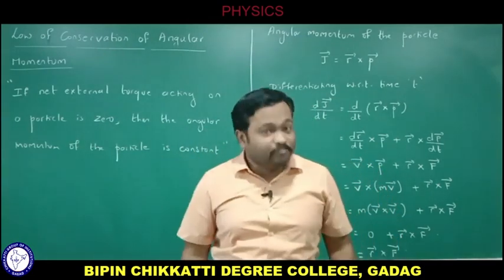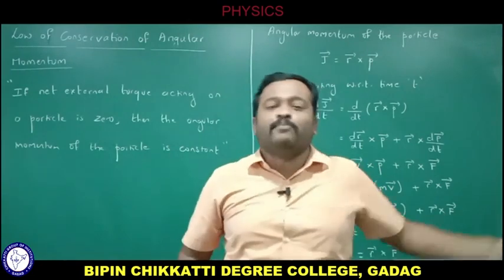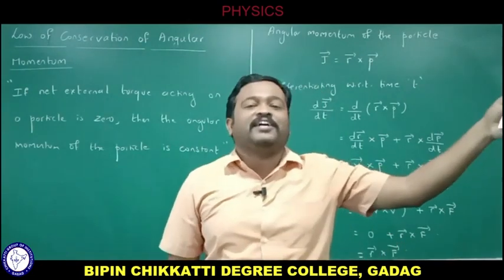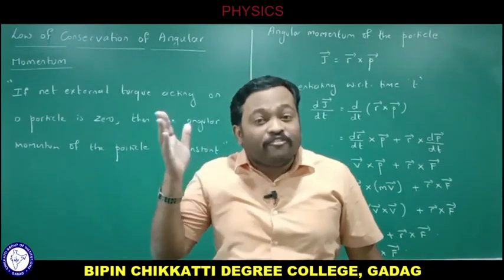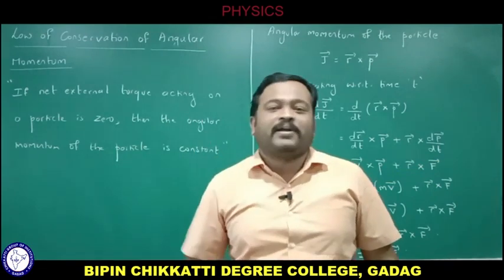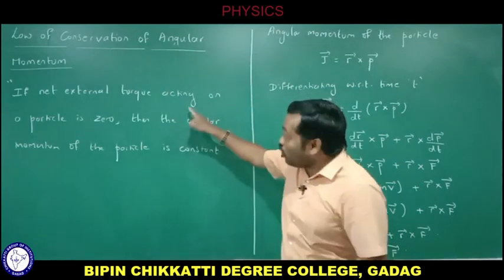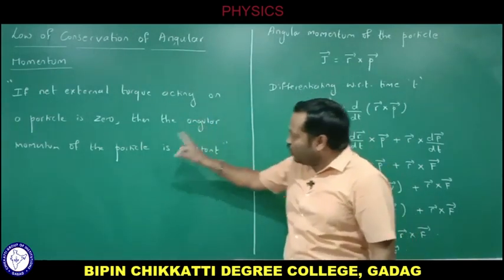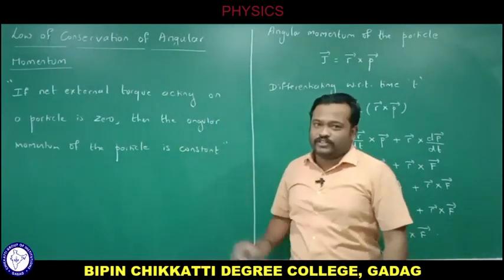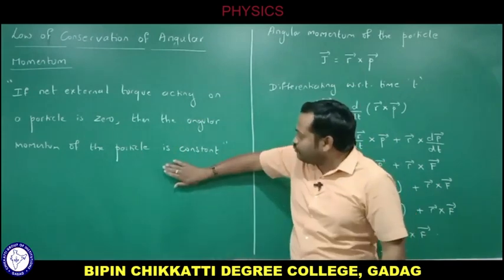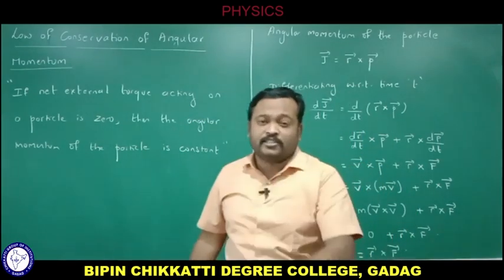This law is similar to the law of conservation of linear momentum, right? There also we had one condition. What is that? If the total force, or net force, acting on a particle is 0, then linear momentum was conserved. In the similar manner, if net torque acting on a particle is 0, then the angular momentum of the particle is constant. If torque equals 0, angular momentum is constant. And now let us prove that.